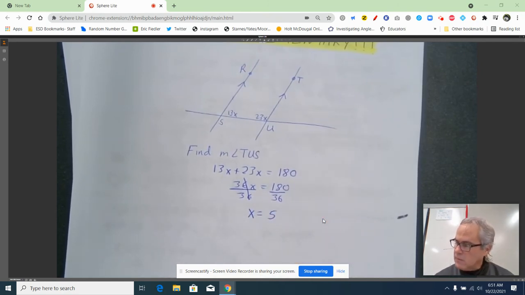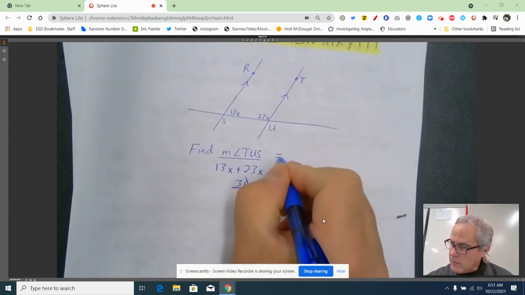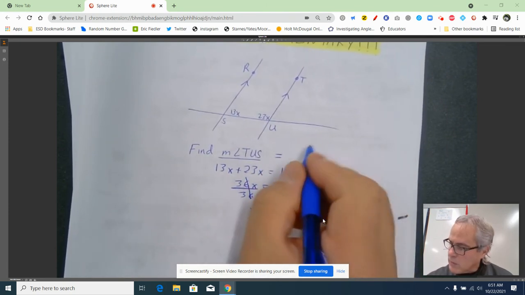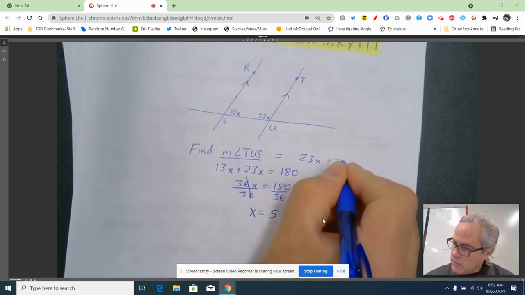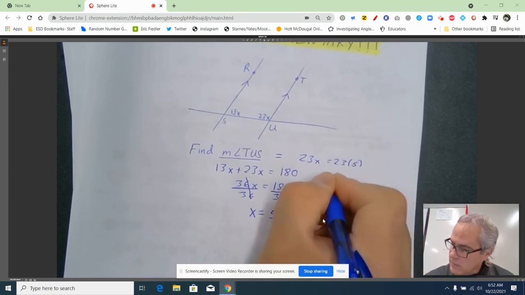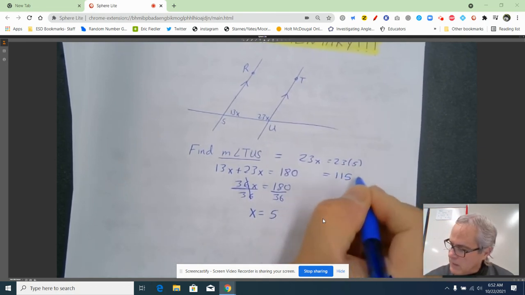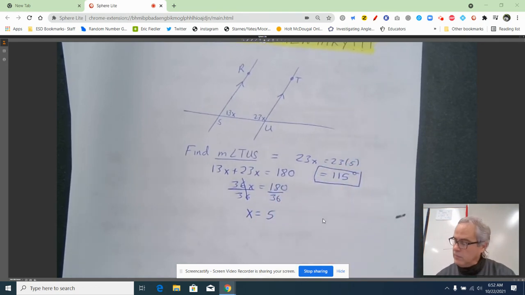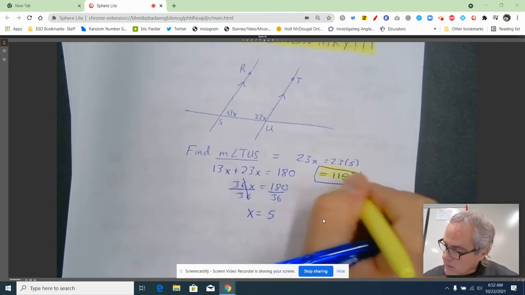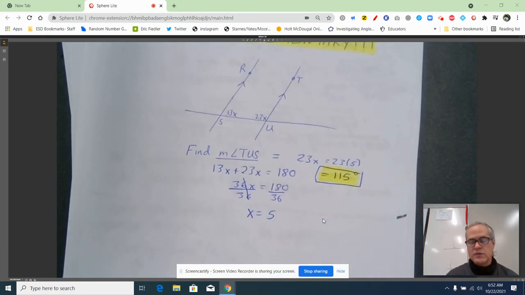Now I'm not done, right? It says find the measure of angle TUS. The measure of angle TUS is equal to 23x, which is 23 times 5, which is 115 degrees. That would be my final answer to this question. So the key thing that's got to stick with you is same side sup. I think that is a definite challenge for students year to year.